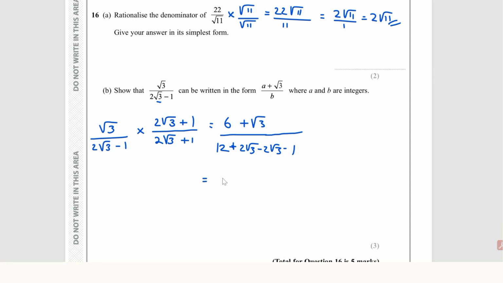Now we just need to collect the like terms. We can't do anything for the numerator, so that will stay as is. For the denominator, plus 2 root 3 minus 2 root 3 cancel out, so we're left with just 12 minus 1, which is 11. And these two numbers here can't be simplified down any further, so this is our final answer, and we can see that it is in the same form as requested in the question. So now we can write that A equals 6 and B equals 11.